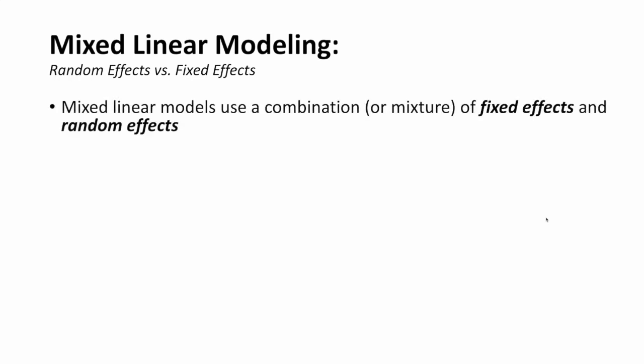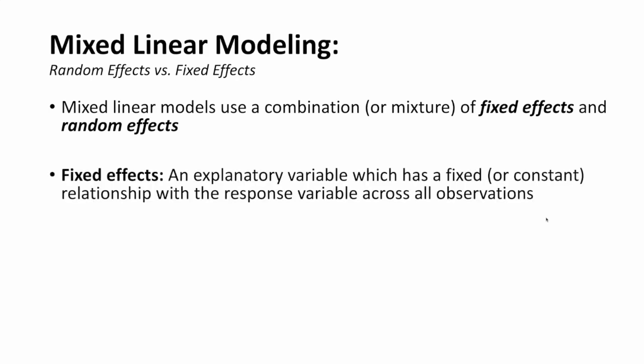Now, you've probably seen the term random effects and fixed effects. Thus far, you've probably seen the random effects aspect within some of the slides I've shown you previously. So let's actually describe what those are. Again, a mixed linear model is using a combination of both fixed effects and random effects, and that's why it's called a mixed model. It's a mixed linear model because it combines fixed and random effects.